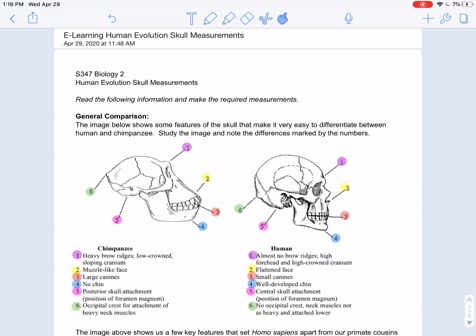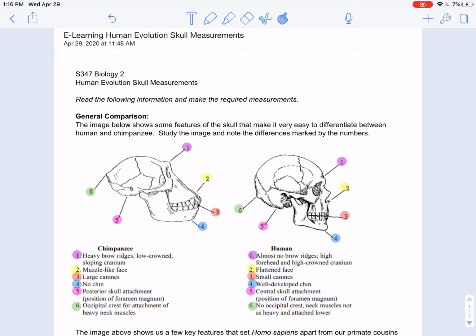So right off the bat here, you can see that I've just very simply highlighted and color-coded some key physical features of both the chimpanzee and the human listed here. And what this picture should allow us to do is really just navigate and understand some details and some differences between the modern human you see on the right and the chimpanzee skull you see on the left.